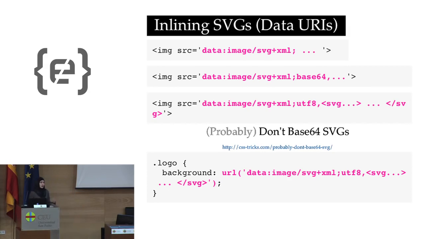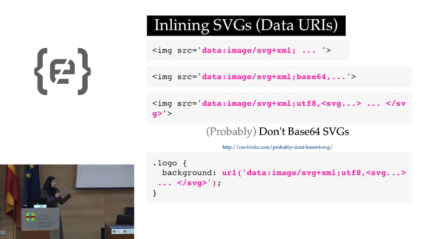In addition to that, base64 has a lot of disadvantages. Instead of encoding the SVG, you can just drop the SVG inside there and specify the encoding to be UTF-8. So you have data, image format, UTF-8, and then your SVG.